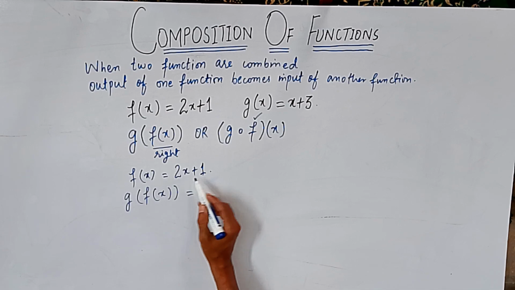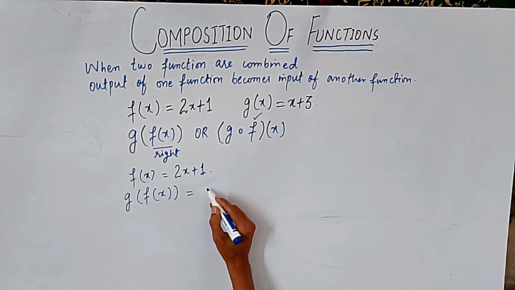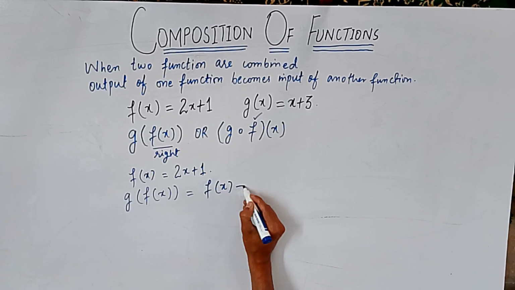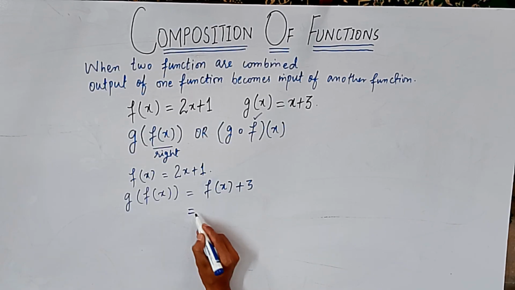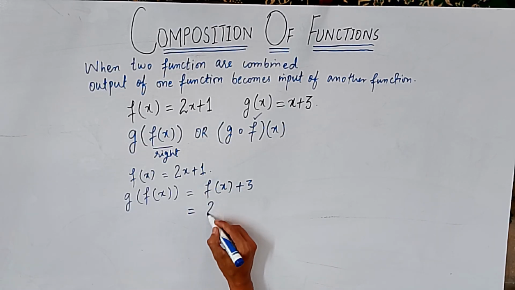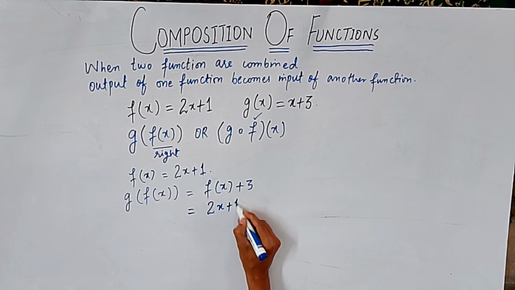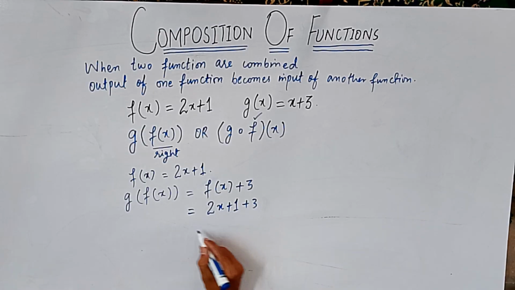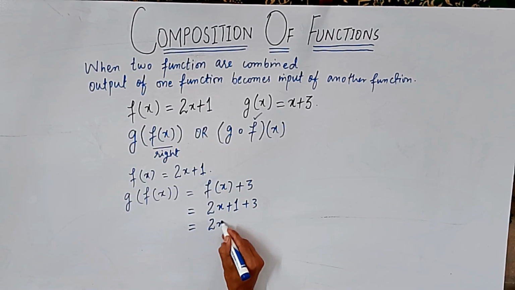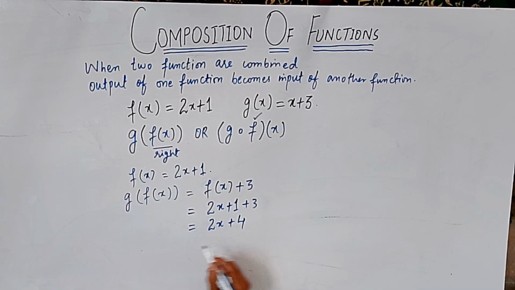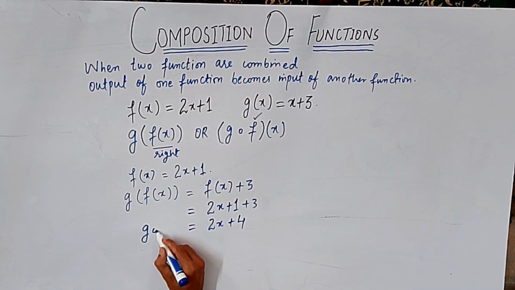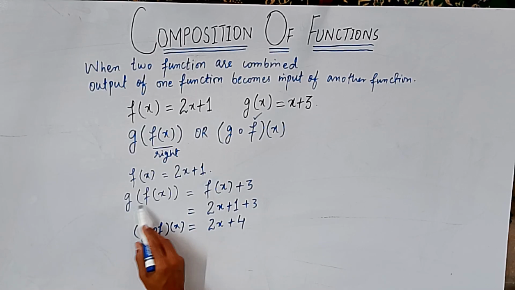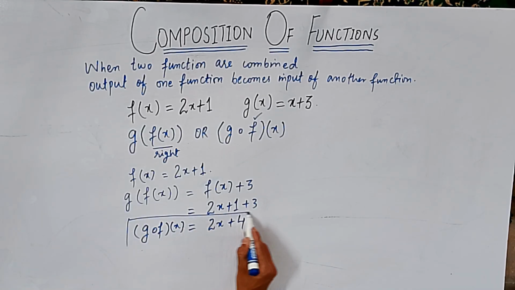So you will put it in place of the input, which means you will write like this. Now put the value of f of x over here. f of x is 2x plus 1. It will become 2x plus 4. So this is gof, or g of f of x. This is the composite function of this one.